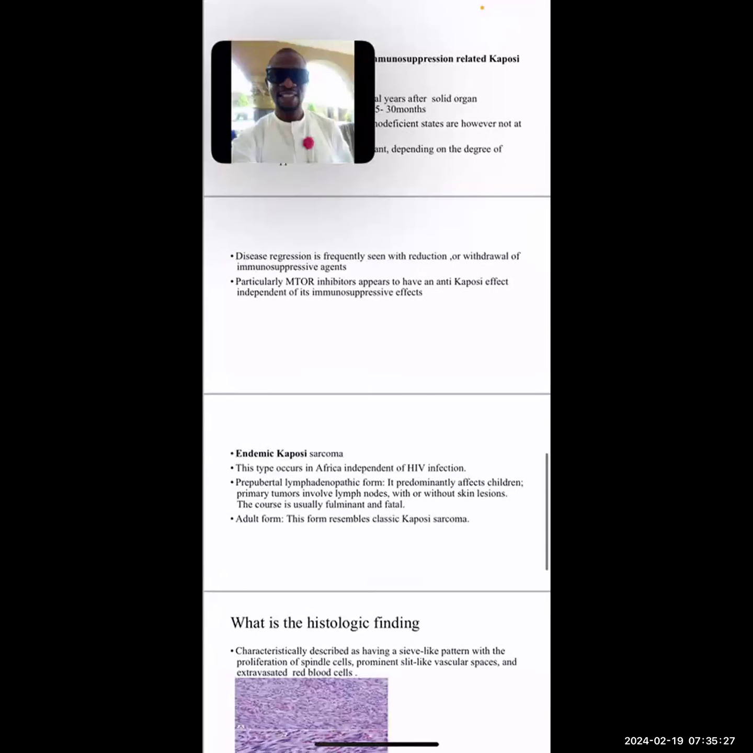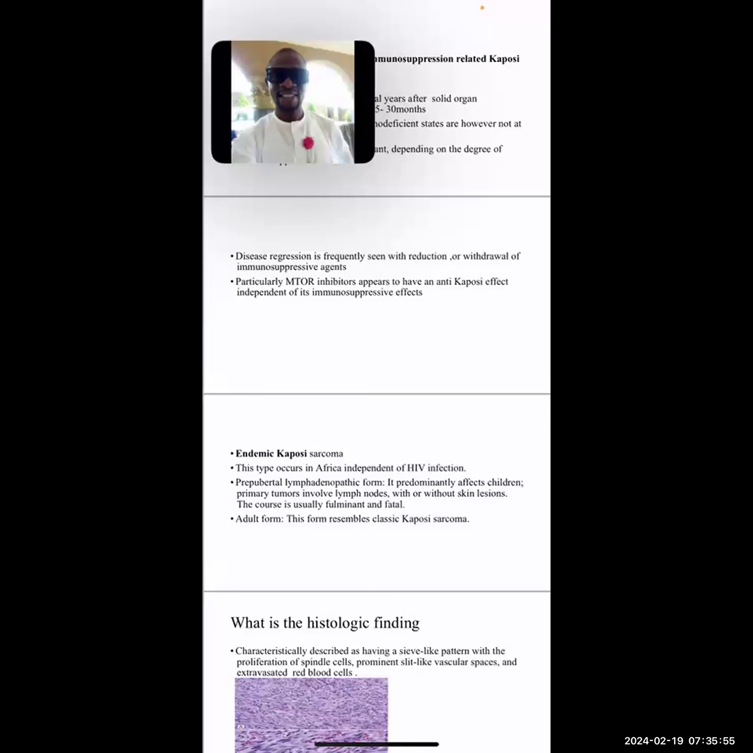Now, the last one is the endemic Kaposi sarcoma. This occurs in Africa independent of HIV infections, and there are two types, the prepubertal lymphadenopathic form and then the adult form. The lymphadenopathic form predominantly occurs in children, involving the lymph nodes, and may not have skin manifestation. So if you don't have a high index of suspicion, it may be difficult to make a diagnosis of this particular one.